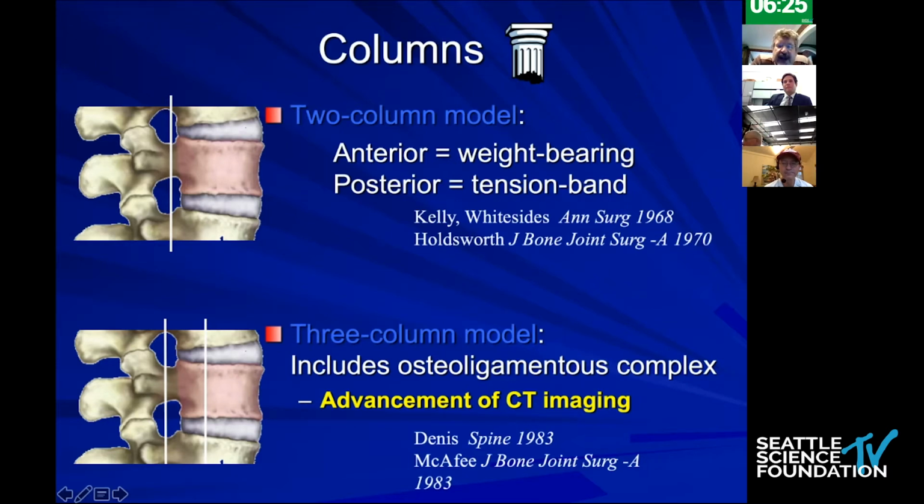It was really the advent of CT that developed a three-column idea, because up to that point, we used plain X-rays and tomograms to try to classify our fractures, and probably didn't have a great understanding of the middle column and what made a burst fracture. So it was really Dennis's classification in 1983, with the improvement in CT scan, that helped that concept. And we got stuck on this for a while.